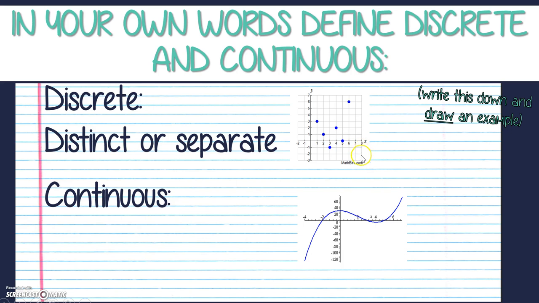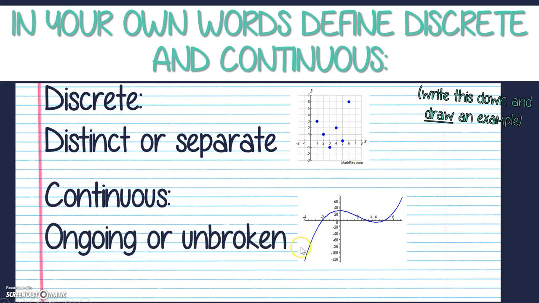If they are connected, then we call this a continuous graph. So a continuous graph is ongoing or unbroken. It may keep going forever or it may have an endpoint on the end, but it's connected. Whereas discrete, they're distinct separated dots that are not connected. So again, make sure you have these words, or if other words make more sense to you, that's fine. There are other words. And then make sure you have a picture or an example of each.